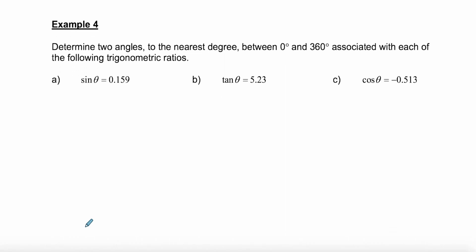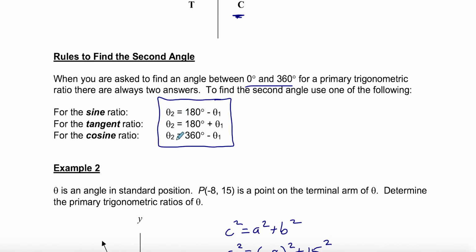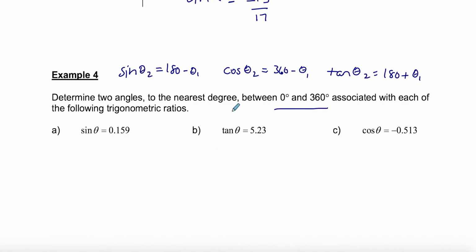Example 4, determine two angles to the nearest degree between 0 and 360 associated with each of the following. So in between 0 and 360, what we're going to need for this question is to go back to this little rule here that we have. So 180 minus theta for sine, and tangent 180 plus and 360 minus theta for cosine. So I just wrote them down up here.